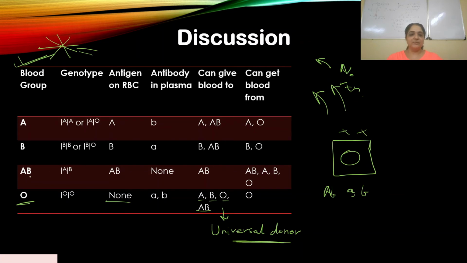And what we studied previously, AB is a universal recipient, which can get blood from AB and O. This is important to remember. This question has appeared again, which means this piece of information is important. If you knew your facts correctly, you should have been able to answer this question correctly. There shouldn't have been a problem at all.